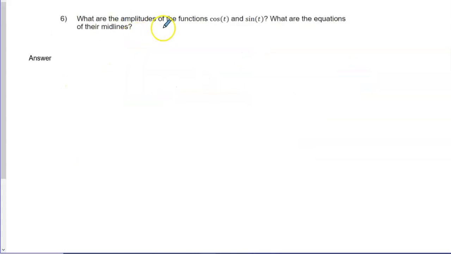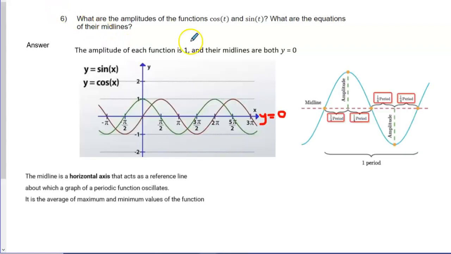What are the amplitudes of the functions cos t and sin t? What are the equations of their midlines? I want you to pause the video again, think about the question, and let's discuss it together after you have come up with some solution. Now the amplitude of each function is 1, and their midline is y equals 0.